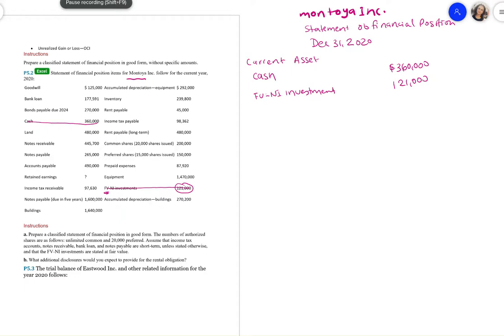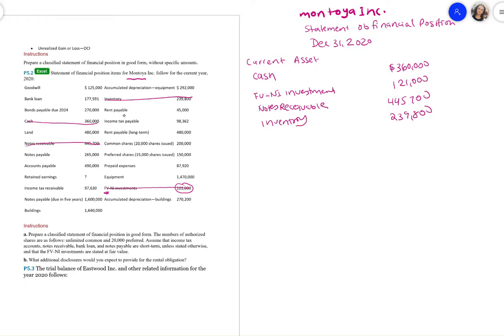The next one, let's look at the list to see which one is going to go. We're going to go to notes receivable, which is 445,700. These don't go there. Building doesn't go. And then we have inventory, which is 239,800.